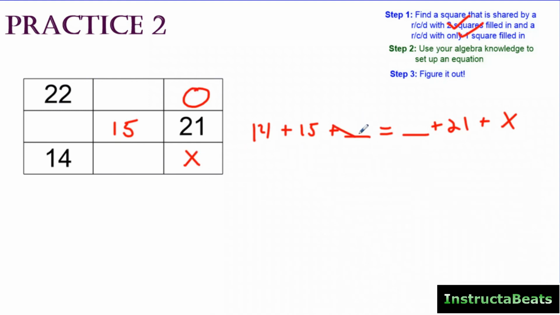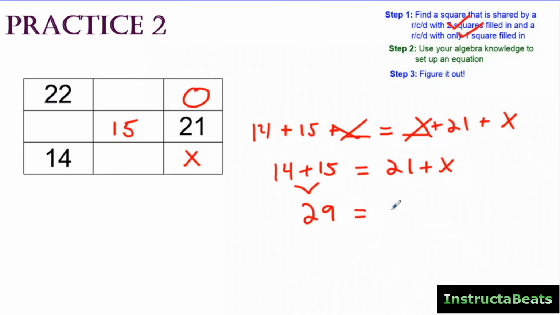Again, I'm going to use my subtraction property of equality. I'll get rid of the number that is the same. Even though I don't know what it is, I can take it away. And I have 14 plus 15 is equal to 21 plus x. When I combine these, that's 29. So 21 plus x equals 29.